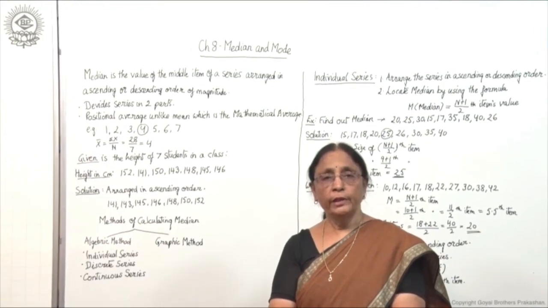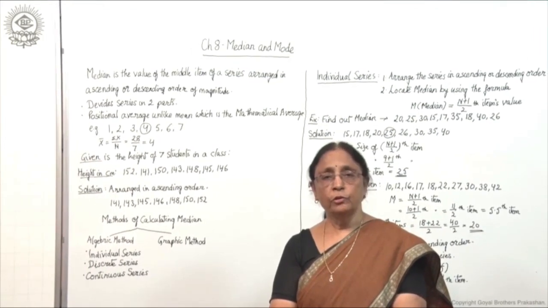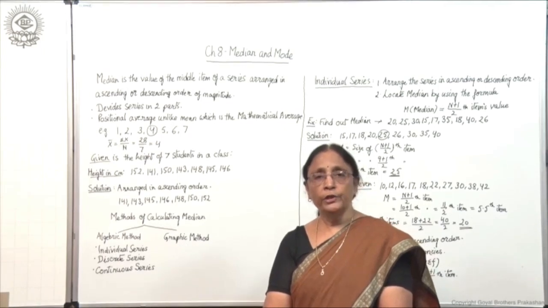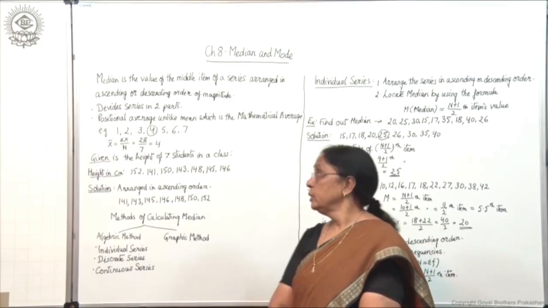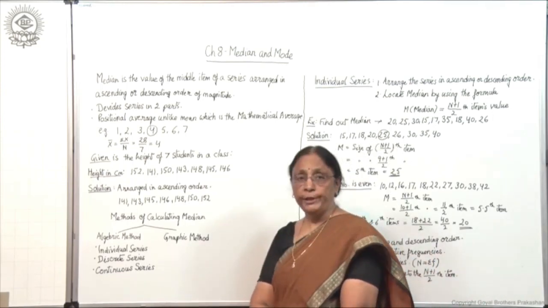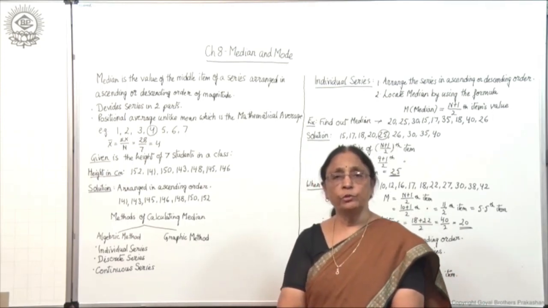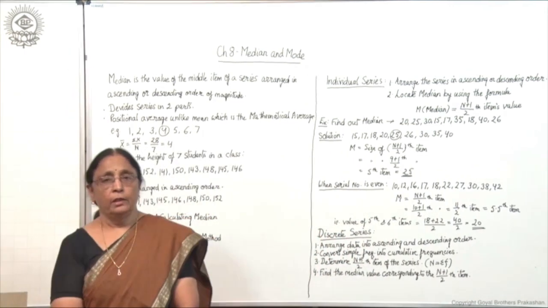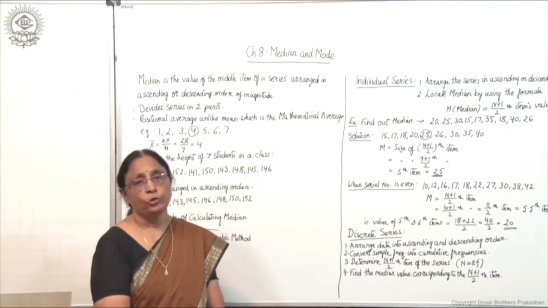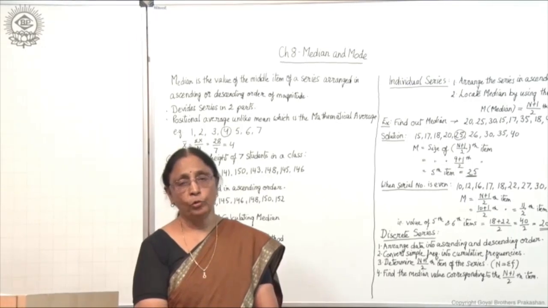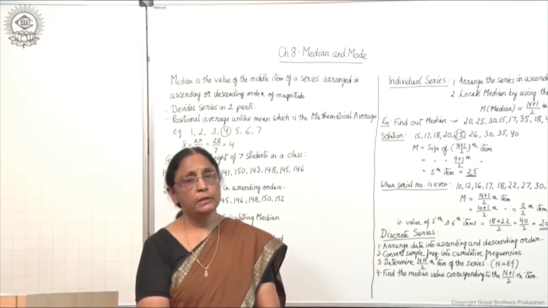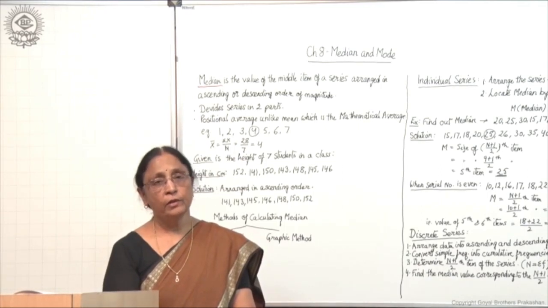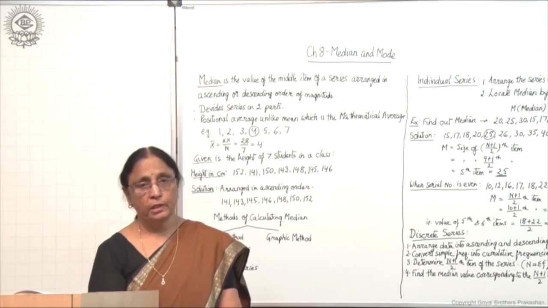You have completed the understanding of the arithmetic mean. Now we will continue with the second one. This is known as median, and then we will proceed to mode. Now what is median? As I told you earlier, mean, median, mode are the measures of central tendency. Median is the central value of the series.